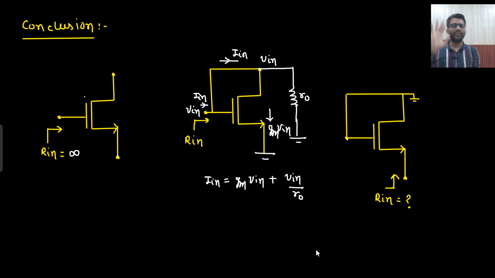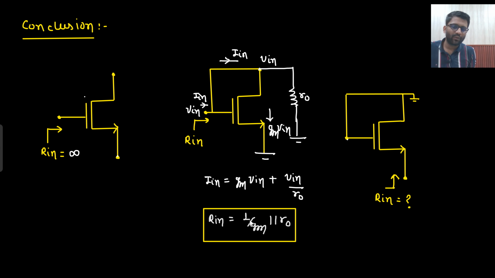If you have written down this equation, then you would know what your answer is. If this equation is coming, then you know that my R in will simply be 1 by GM parallel with R naught. Okay. So what do you think? What will be the unit of GM? What do you think?